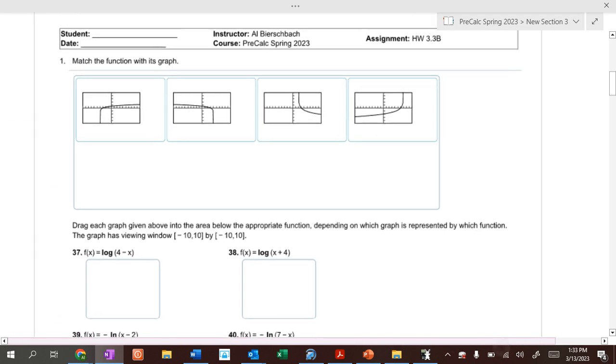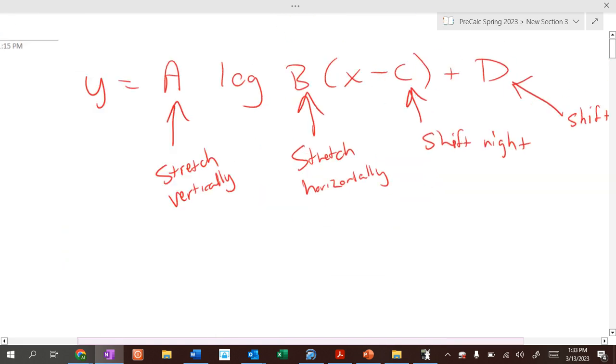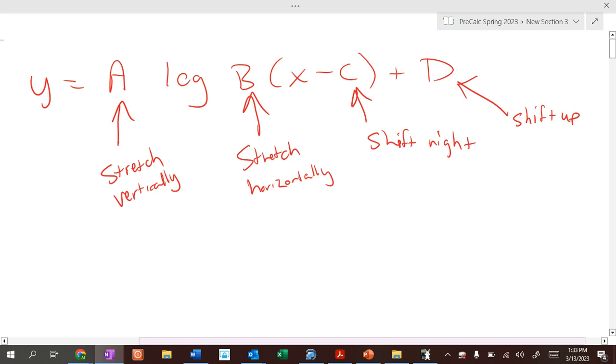Okay. So here's 4 graphs that you're going to pull into the right areas. What, you want this back? There. How about that? So you can finish writing it down. All right.